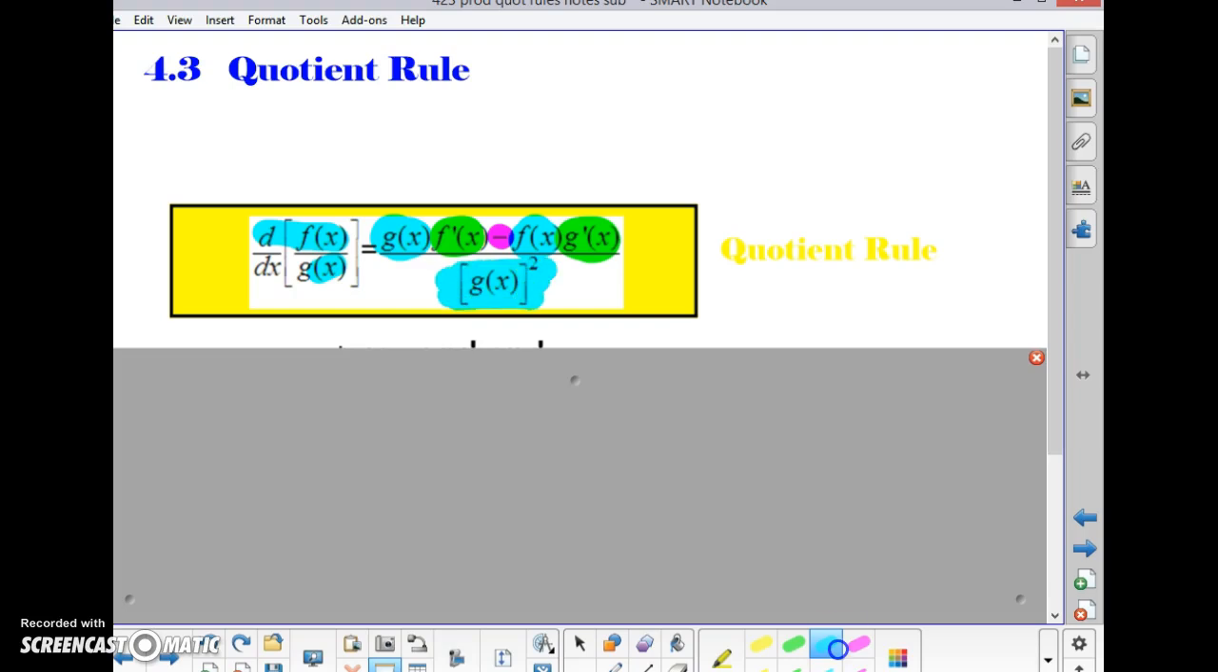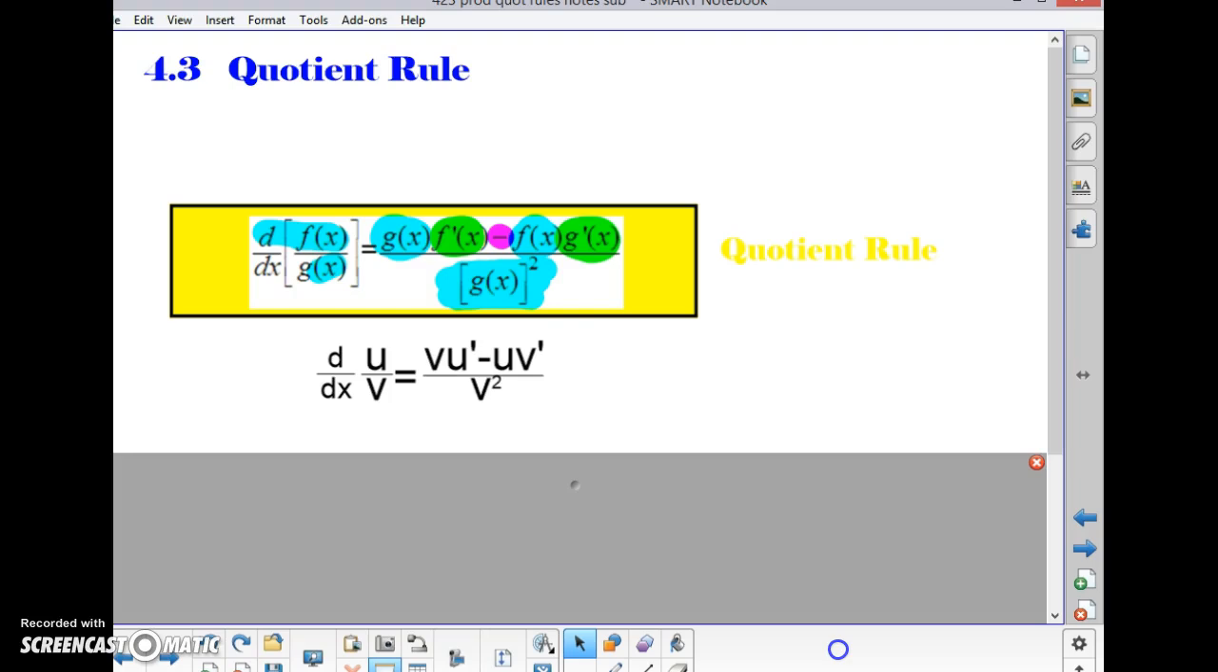In the denominator here, we have g of x to the second power. It might kind of look like there's a -2 in there. It's not. So it's just the g of x function that's being squared in the denominator. For those of you that are a UV person, it might look like this.